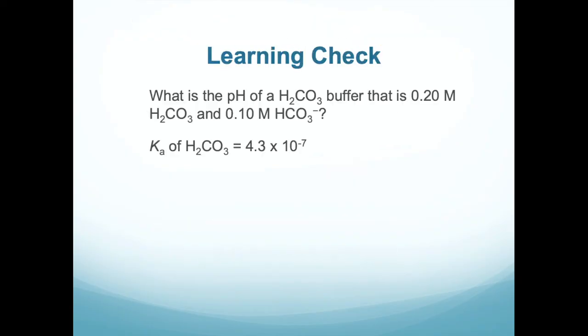So let's try a similar problem. Go ahead and try this yourselves. Feel free to pause this video. To set this up, I recommend writing out an equilibrium equation for carbonic acid reacting with water to make bicarbonate, and then writing out the Ka expression for carbonic acid. Rearrange it to solve for hydronium, and then note the concentrations and the Ka value that the question gives you, and plug those in.